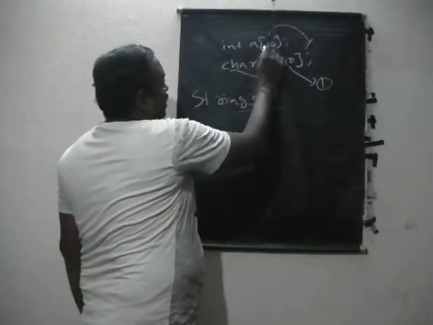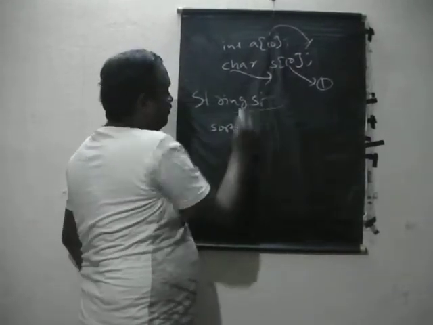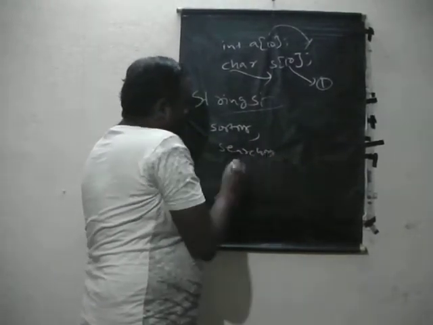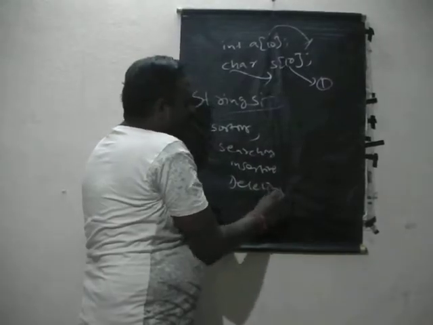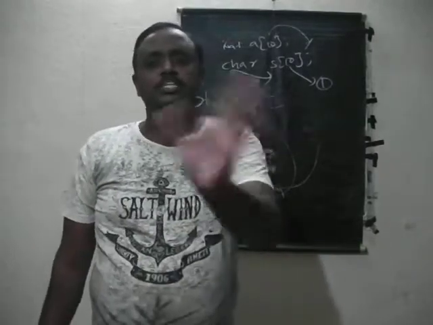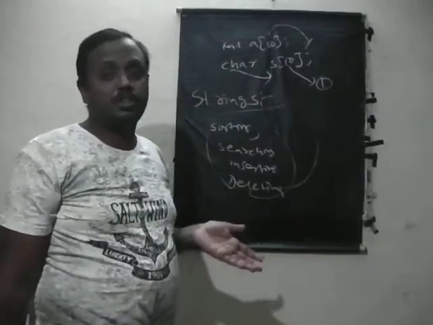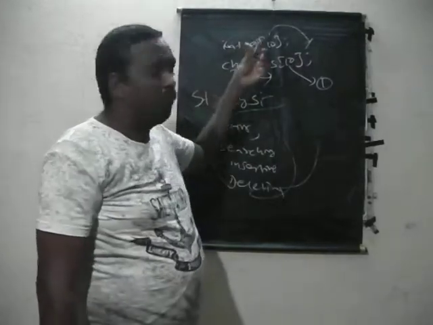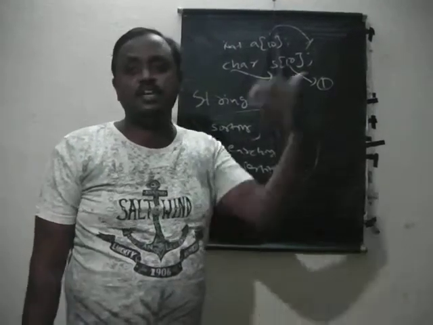Generally on integers we may perform sorting, searching, inserting, and deleting. These are the operations we can easily perform on numbers, because on numbers addition, subtraction, insertion, anything is very easy. But the same operations are not applicable on characters. Operations on characters are different from those on numbers.